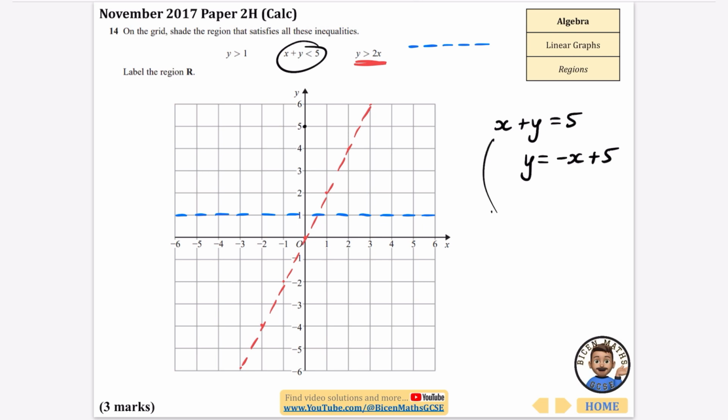Or what you could do is you could say, okay, well, let's find out what happens when x is equal to 0. Clearly, when x is 0, y is 5, which gives us this point here. When x is 0, y is 5. And then we could say, what about if y was equal to 0? Well, x would be equal to 5. So that would be this point over here. Then all you need to do is just join them together, and you'll see it is going to be a line with gradient -1 that is passing through 5.